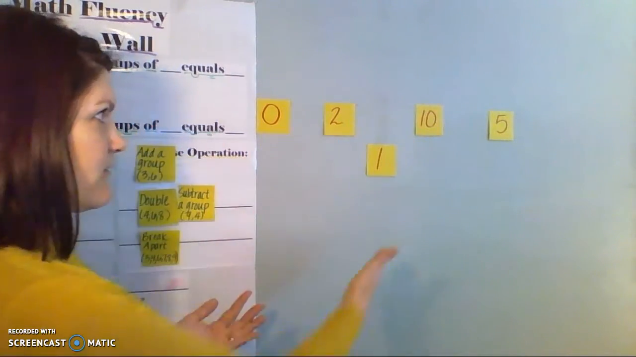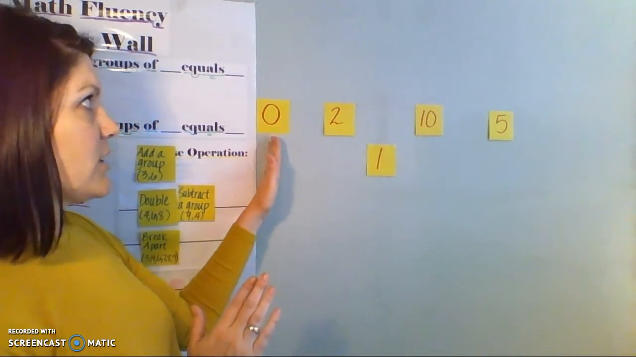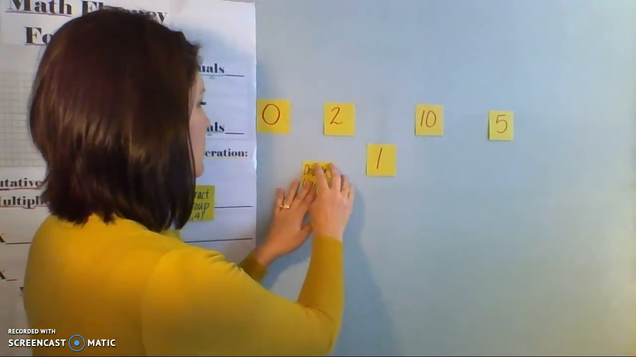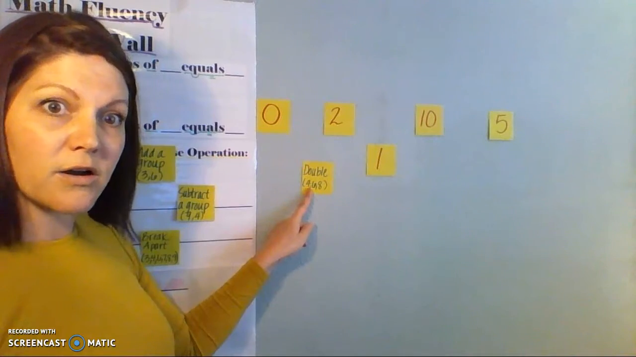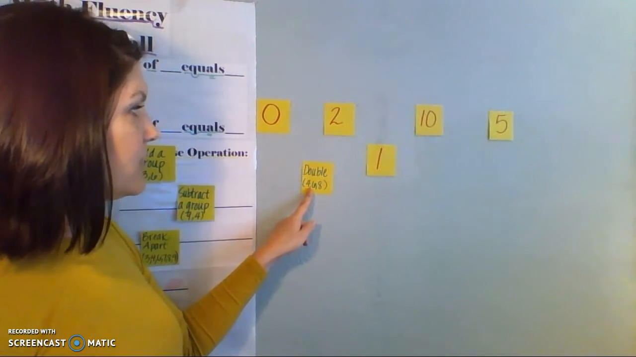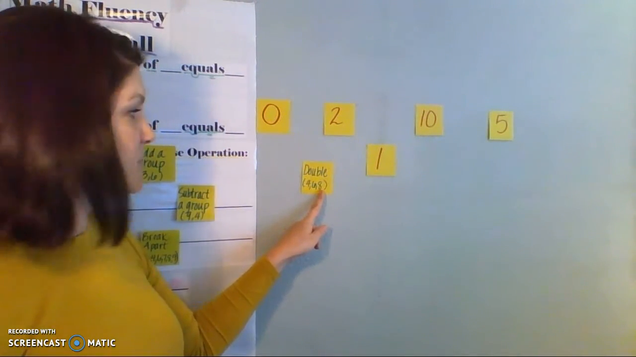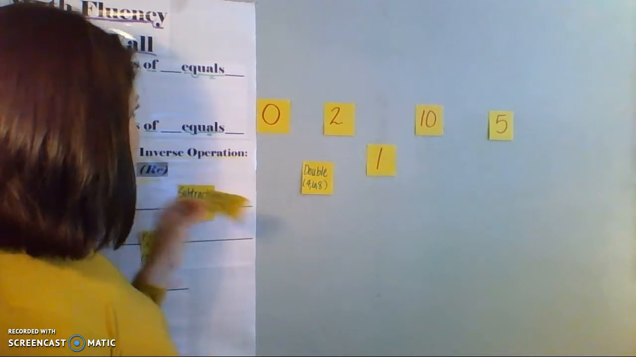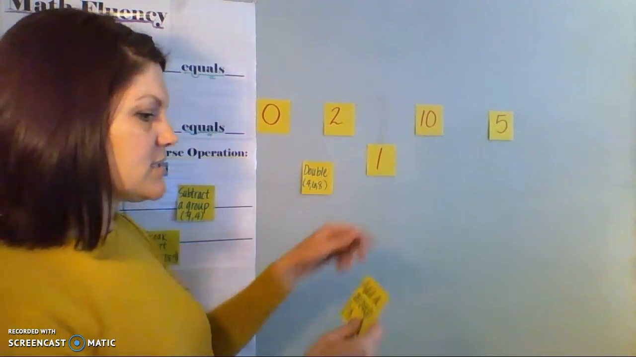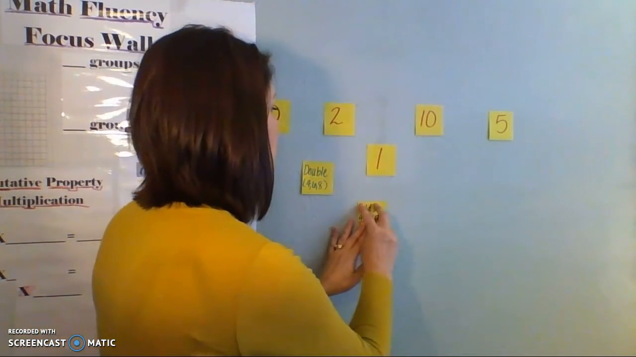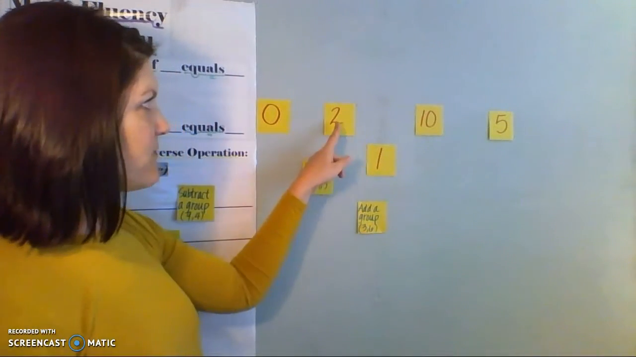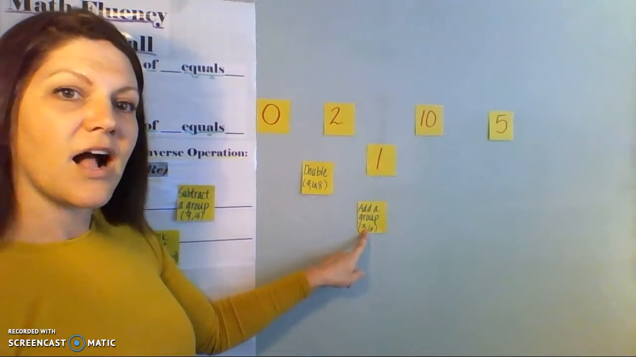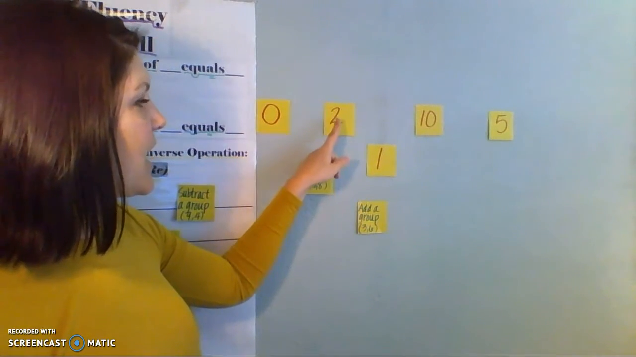Well, these are our foundational facts. So outside of 0 here, if you know your 2's, then guess what? You can double your 2 and get your 4. And if you double again, you can get your 8. So that's pretty cool. And if you learn your 2's and then you learn your 1's, you can use those 2 facts to help you learn your 3's. So if I know my 2's and then I add another group, then guess what? I know my 3's.